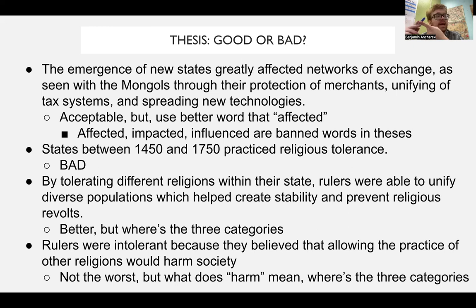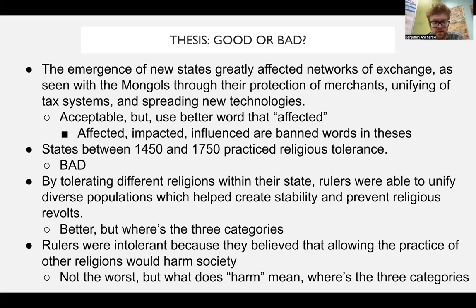Things like creating stability, things like establishing cultural legitimacy, things like having some sort of tax system on different religious minorities. By tolerating different religions within their state, rulers were able to unify their diverse populations, help create stability and prevent religious revolts. That's good, but again, for this class, come up with three reasons why states practiced either tolerance or intolerance.